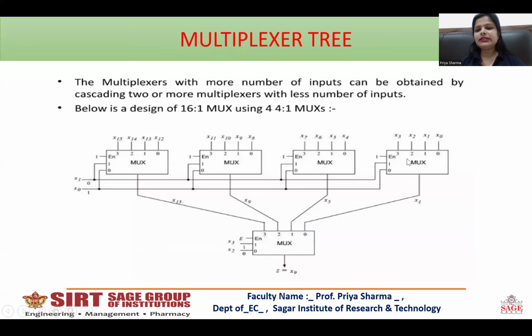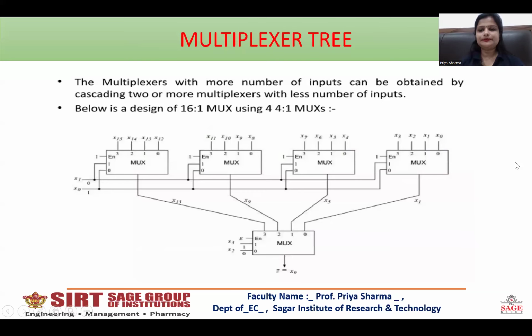These 16 inputs are divided into groups of 4 inputs using 4 is to 1 multiplexers, and the selection lines are divided into 2 here and 2 here. These two selection lines are made common for all these 4 multiplexers, the 4 is to 1 multiplexers, and the rest of the 2 selection lines are used for combining all these 4 multiplexers.